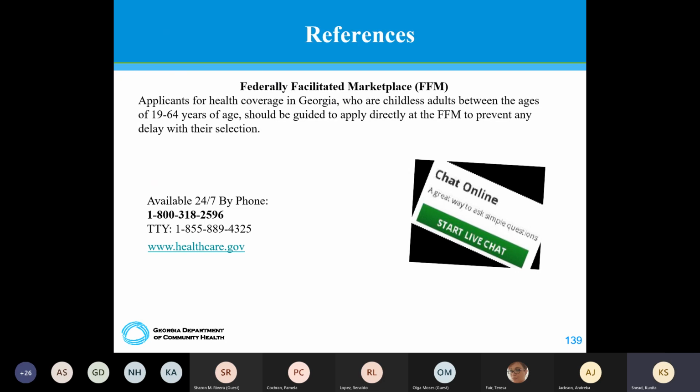This is just for informational purposes. Right now, for people that apply for full Medicaid, if DFACS determines that they're not eligible for any Medicaid, then DFACS will refer them to the FFM.